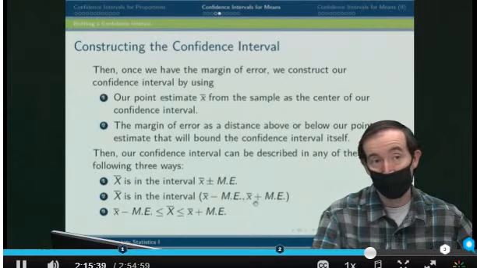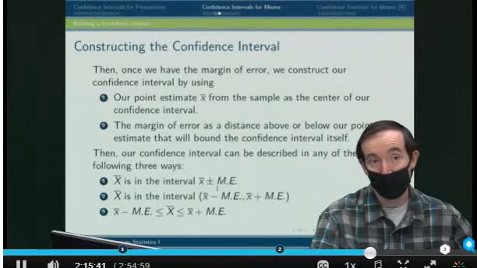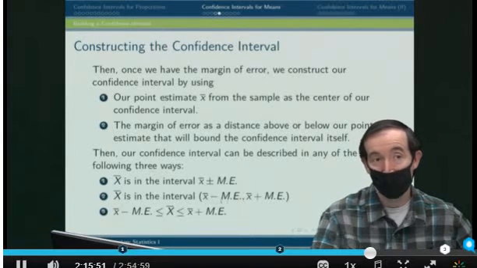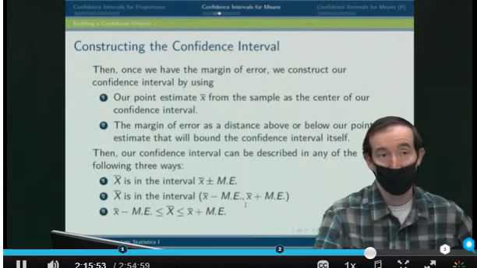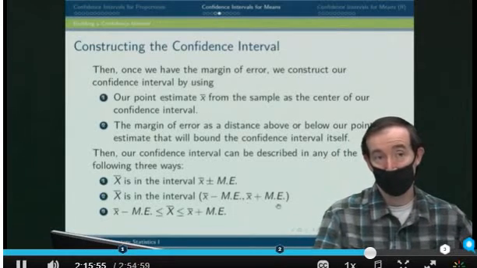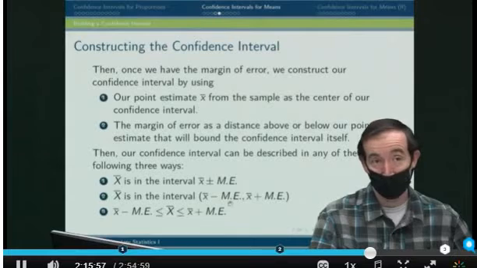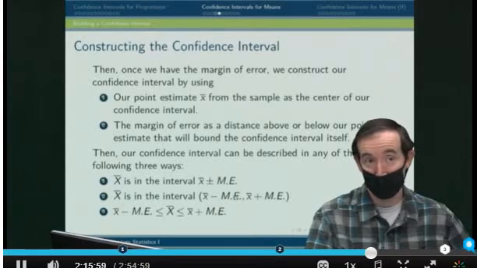I could also compute those two endpoints. If I take my sample mean and subtract the margin of error, that's my lower limit. If I add my margin of error, that's my upper limit. So this is the interval notation for that: my sample mean, or my point estimate, minus the margin of error, up to my sample estimate plus the margin of error. And notice the total distance there is twice the margin of error.